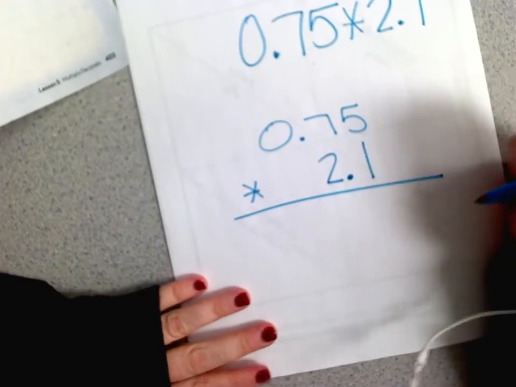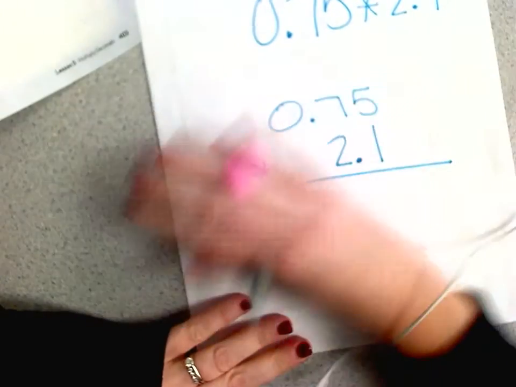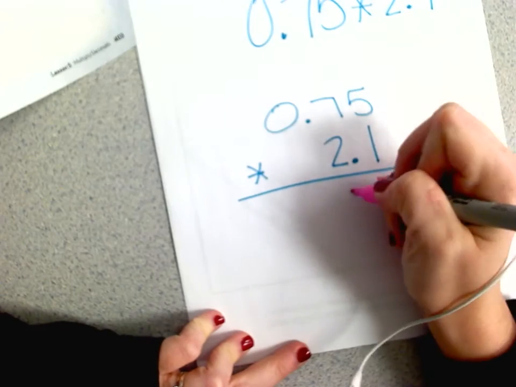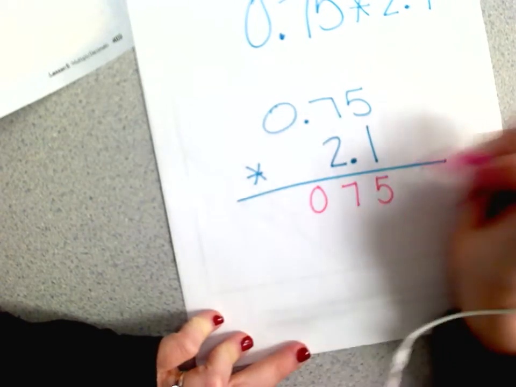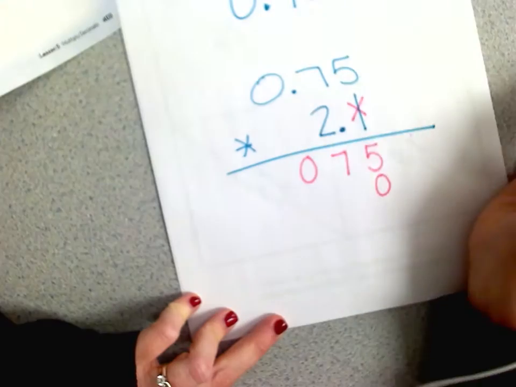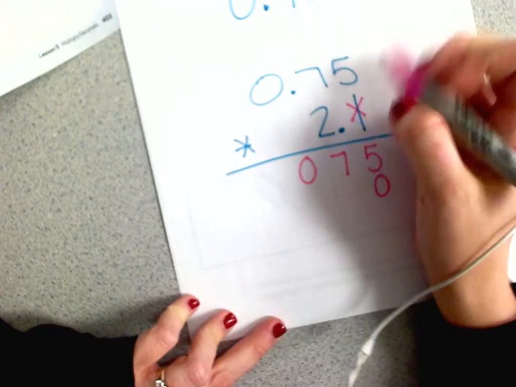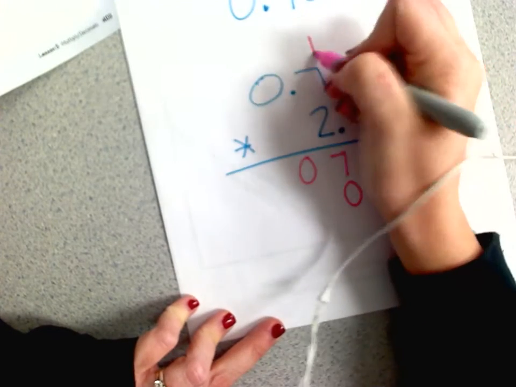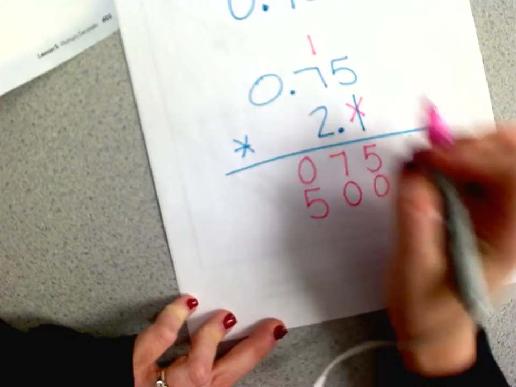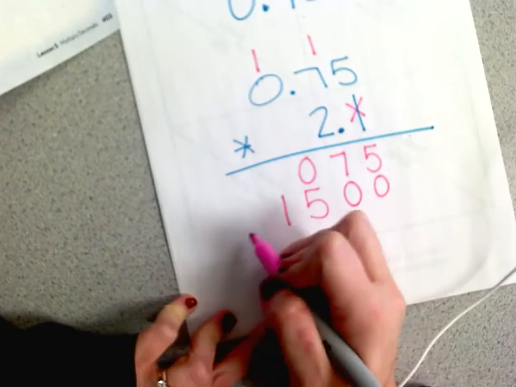All right, so then we multiply as we normally would. 5 times 1, we're ignoring the decimals for now. 5 times 1 is 5. 7 times 1 is 7. 0 times 1 is 0. All right, remember this kind of multiplication? Put a placeholder there. We are done with that one. Now everybody's going to focus on the 2. 5 times 2 is 10. Put a 0 down, carry that 1. 7 times 2 is 14, plus 1 is 15. Put the 5 down, carry the 1. 0 times 2 is 0, plus 1 is 1.